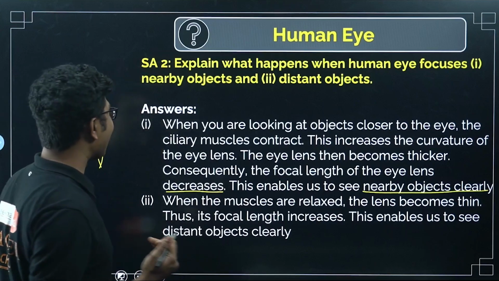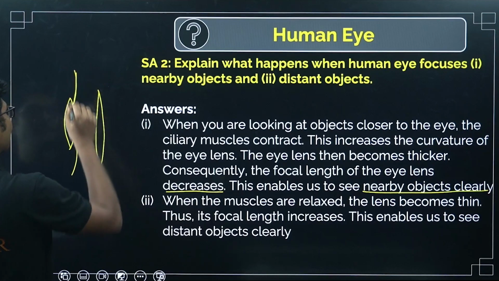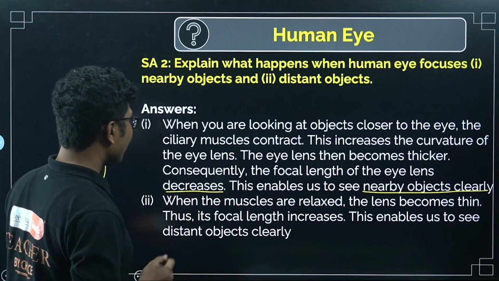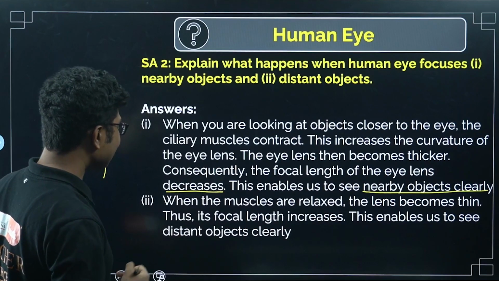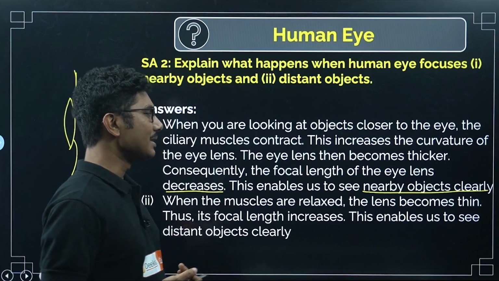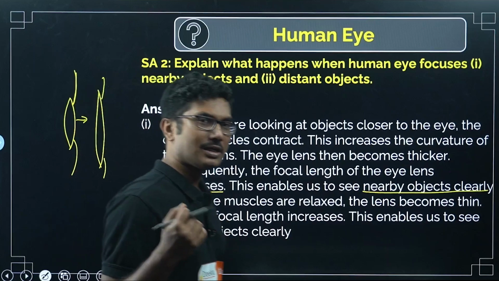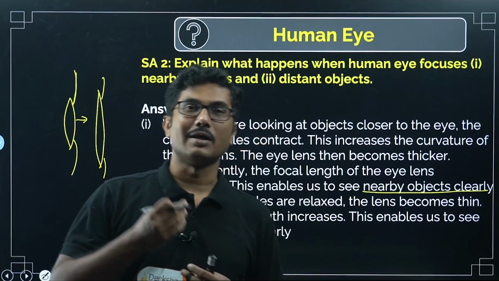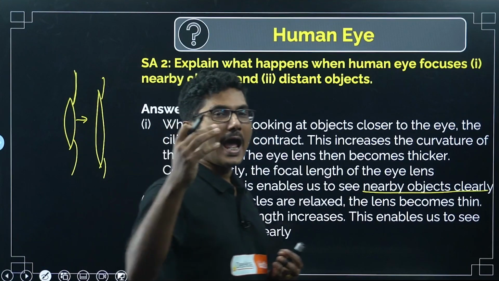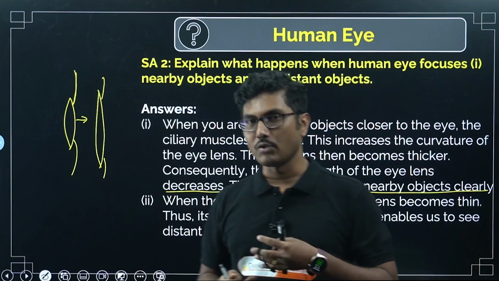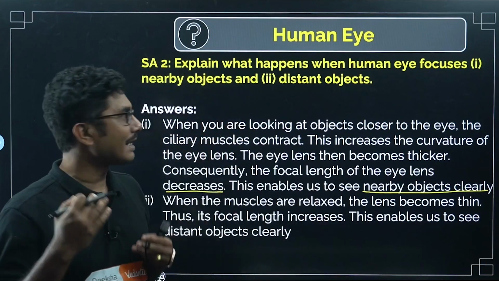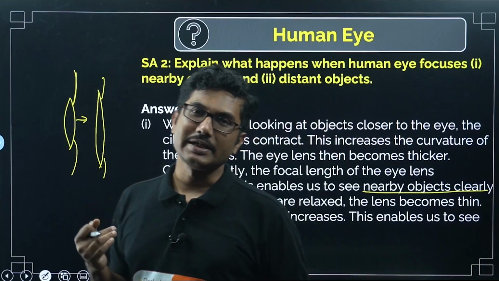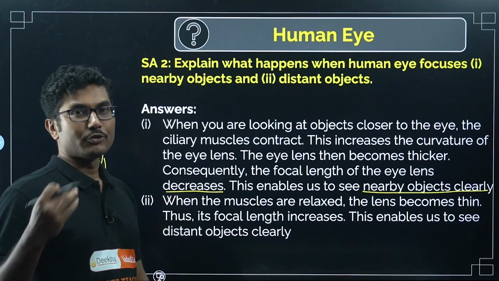When the muscles are relaxed, this is the relaxed position, and this is the stretched position. When the muscles are relaxed, the lens becomes thin, thus its focal length increases. This enables us to see the distant object clearly. It is an automatic process. As long as our eyes are healthy, whether you are observing something distant or close, your ciliary muscles can immediately adjust and accommodate a different range of objects, and thus we can see different objects based on the position of the ciliary muscle.